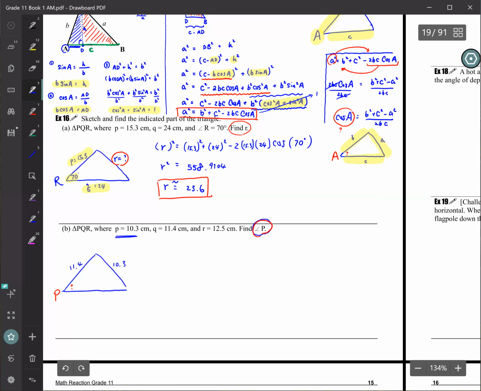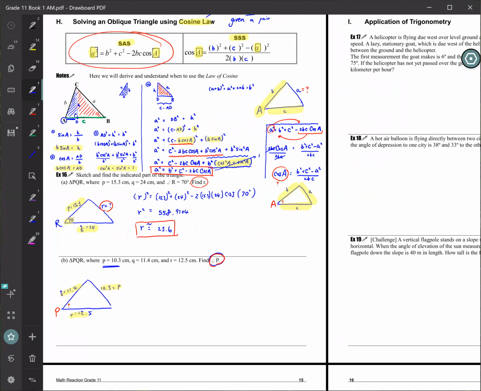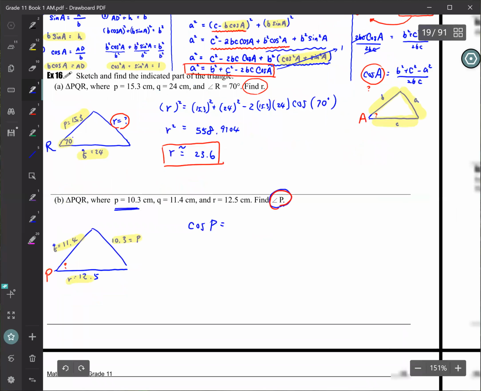You can put a Q up here or down there. Okay, so remember the pair you have to put at the right place. This one is the Q. This is the R. Okay, so you are given side, side, side, and then you are finding angle P. So this time you will be using the second formula. Okay, so it'll be cosine P. Okay, so same thing, you fill in the brackets.